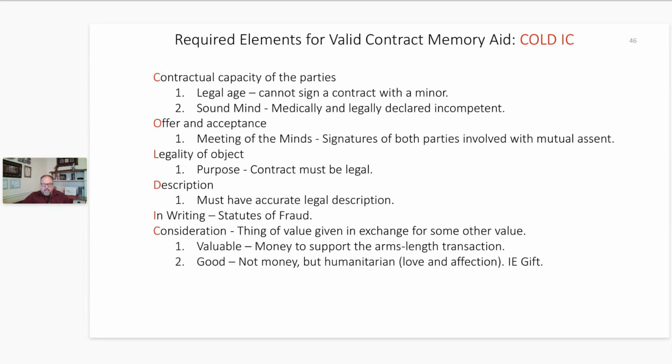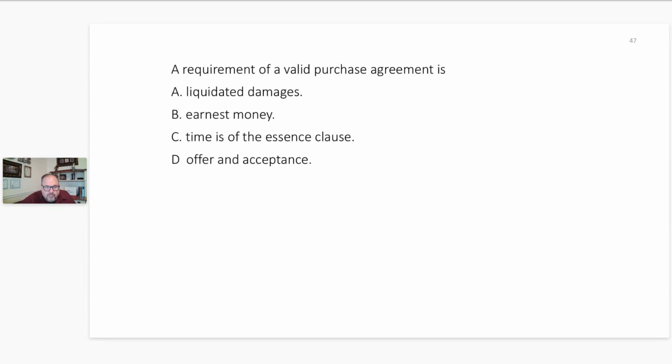This is a good memory aid. You got another technique that your school taught you? Go with that. All right. A requirement of a valid purchase agreement is, and you got to read the question, a requirement for a valid legal or a valid purchase agreement. What's required out of these?